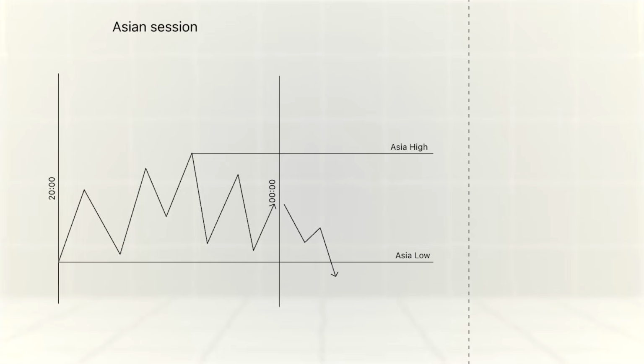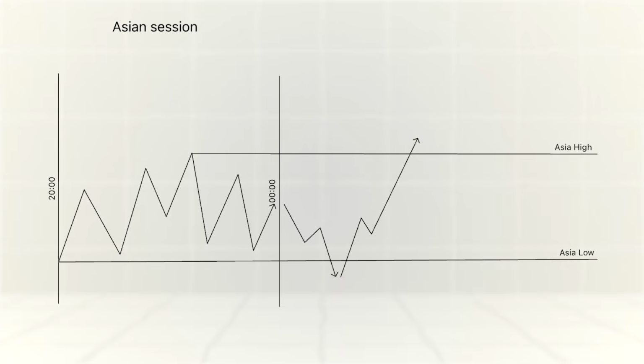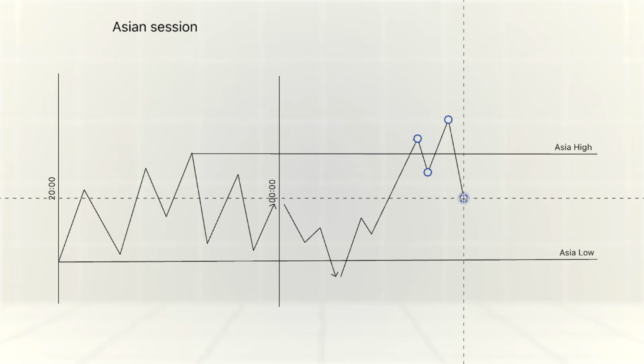So after that, what we are waiting for is the market, once it has taken out Asia low, to seek buy-side liquidity at the Asian high. We want price to run higher and take out the Asian high. Let me illustrate this clearly. We want price to move up and sweep the Asian high. Once that occurs, we will begin looking for short opportunities.